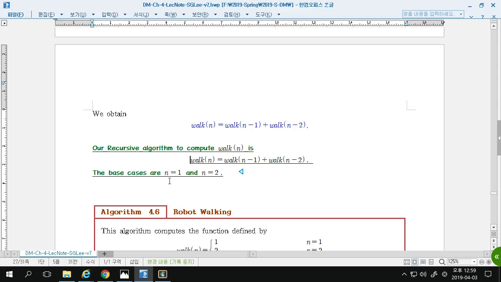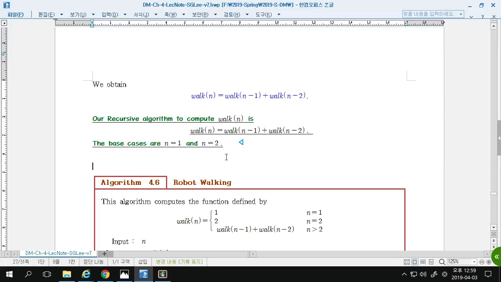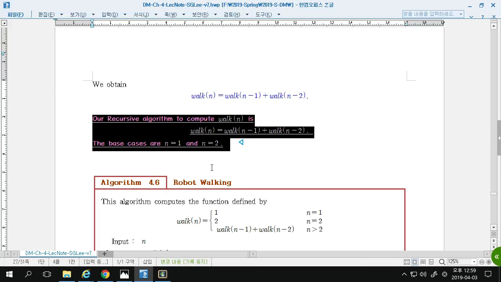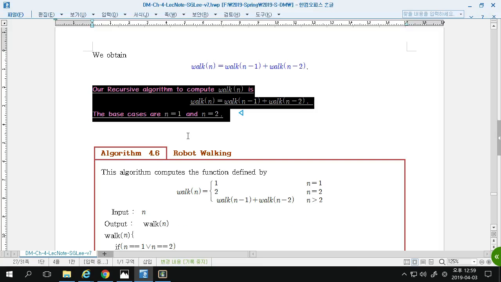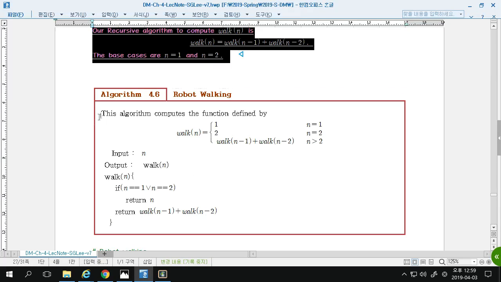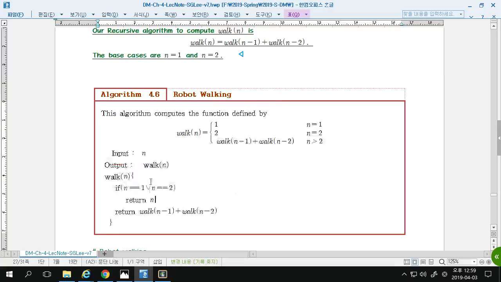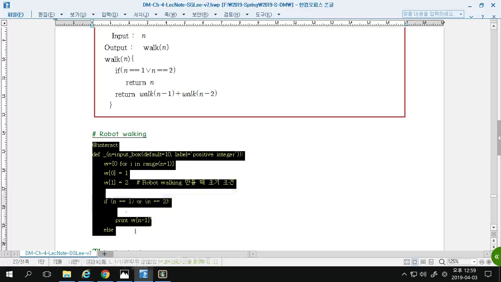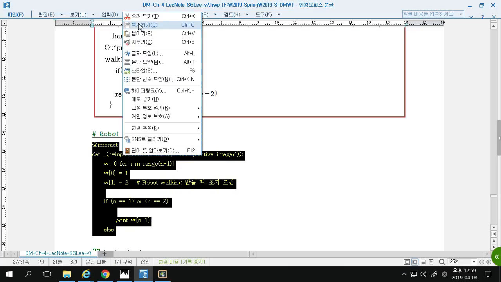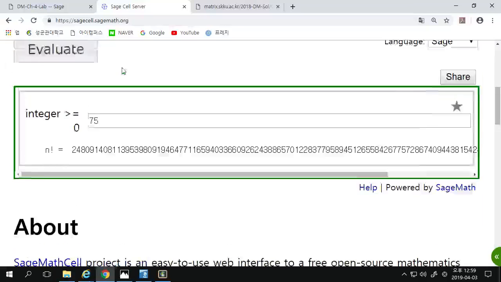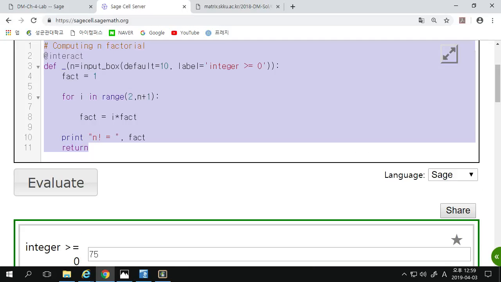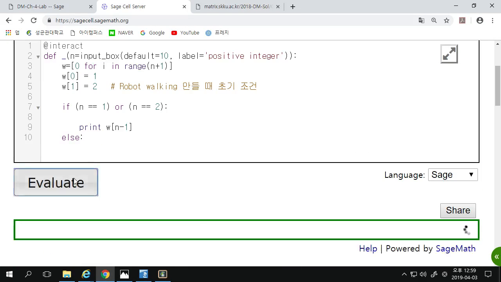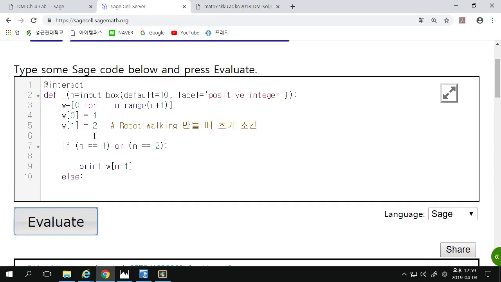When n is equal to 1 meter, there's one way. When n is equal to 2 meters, there are 2 ways. So the base cases are 1 and 2. So this is the recursive algorithm for the given robot walk. That can be coded in this way. So you can find the robot walk. What's missing?